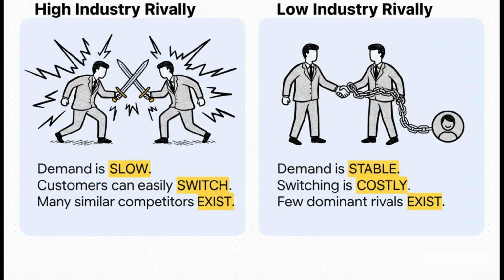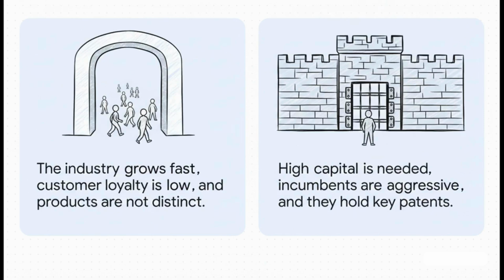Okay, the first and most central force is rivalry. Competition gets really intense when, say, demand is slow, or when it's super easy for customers to just switch brands. That leads to price wars and a ton of advertising. But on the flip side, if it's expensive or a hassle for customers to leave you, that rivalry really cools down. Next up, we have the threat of new entrants. This threat is sky high when it's easy for a new company to just show up and set up shop. But when you have high barriers to entry, things like needing a massive amount of cash to get started or holding key patents, you are way more protected from newcomers.